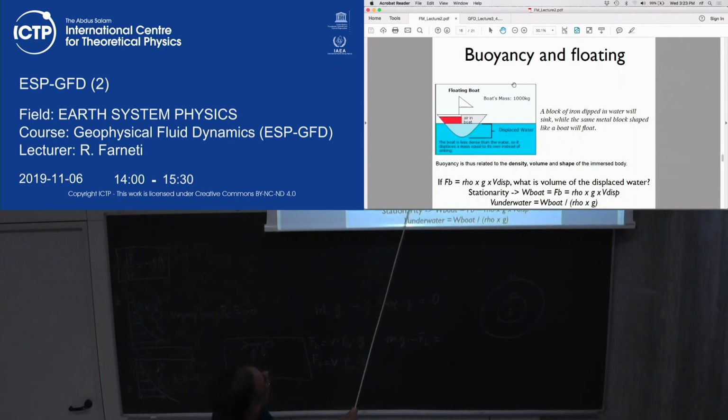So buoyancy is related to the density and the volume of the object. You don't want to be too dense, like a block of iron, otherwise you will not float. The buoyancy force is rho of the fluid times g times the volume displaced. So what is the volume of displaced water in stationarity? The weight of the boat has to be equal to the buoyancy force, so rho times g times the volume displaced. So the volume underwater is equal to the weight of the boat over rho g. You have to play with rho, with the density, in order to have the boat floating and not sinking.